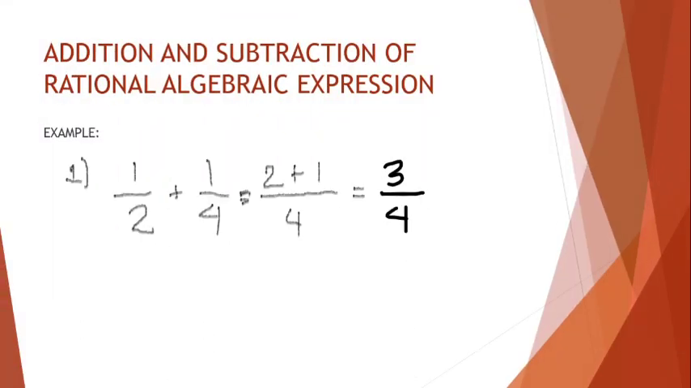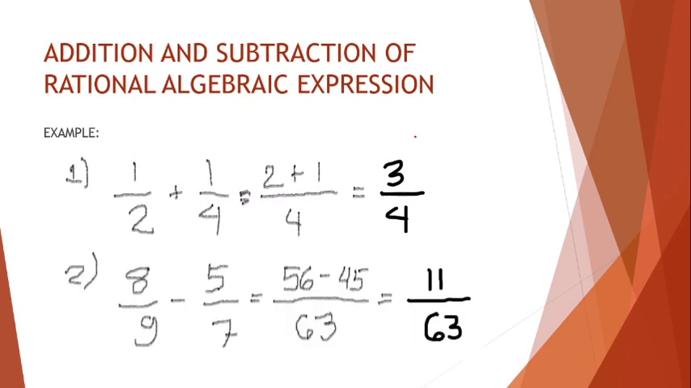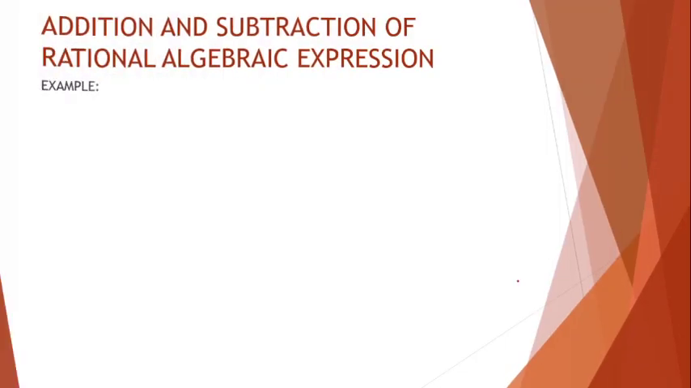Next one, so ayan. Ang LCD nito ay 4. So, 2, 4, and 4. So, yun, nag-intersect 4. So, 4 divided by 2 is 2 times 1, 2. So, 4, 1 times 1, 2 plus 1, 3 fourths. Then, the next one, so 63 divided by 9, 7 times 8, 56. 9 times 5, 45. Subtract nyo, 11 over 63.